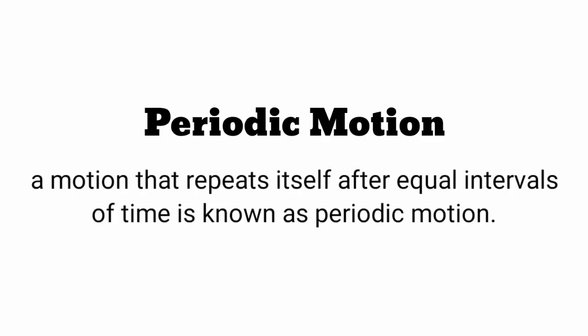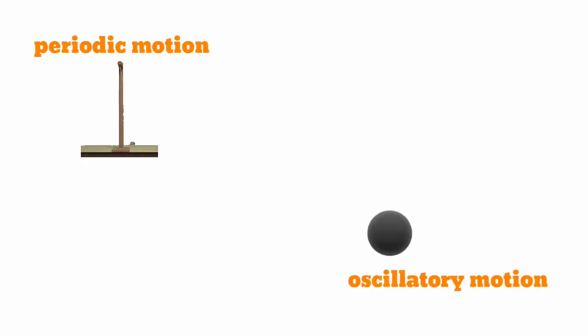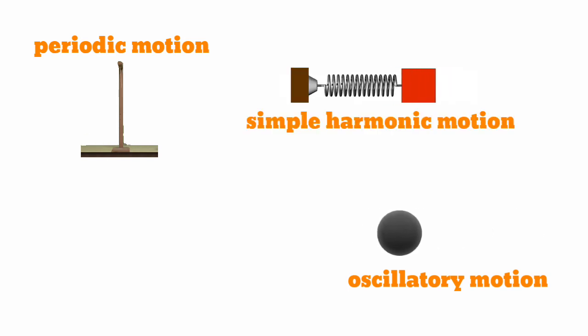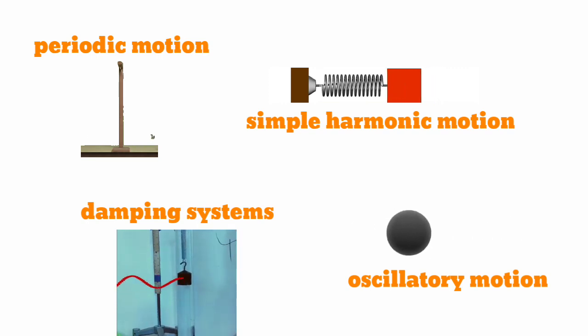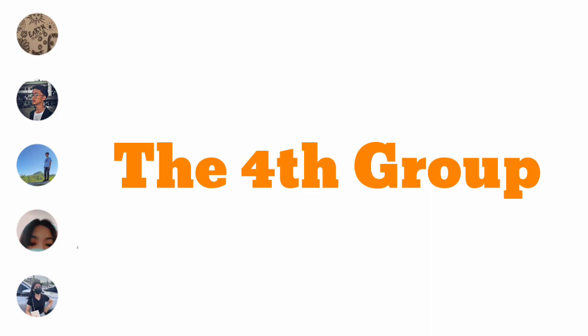Again, periodic motion is a motion that repeats itself after equal intervals of time. Today we learned about periodic motion, oscillatory motion, simple harmonic motion, and damping system, and what its application is. We are the fourth group, and we hope you learned something.